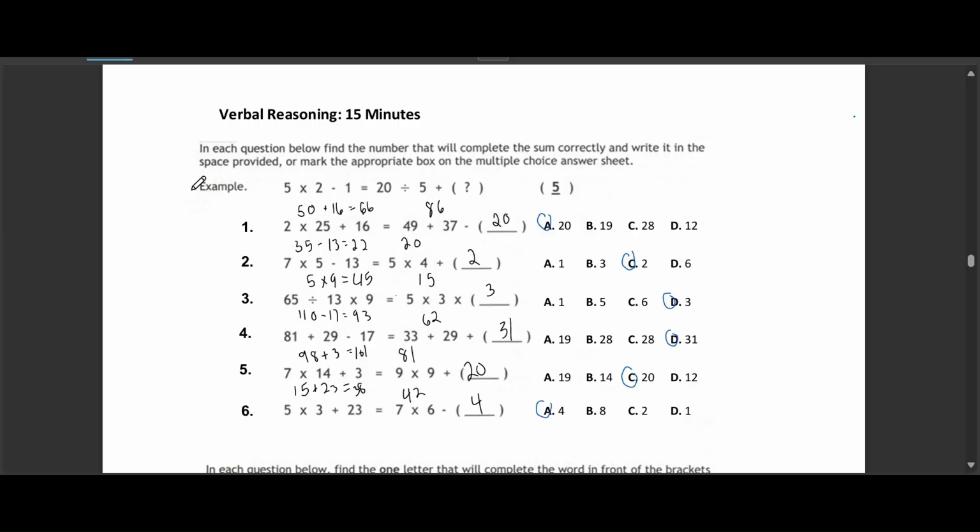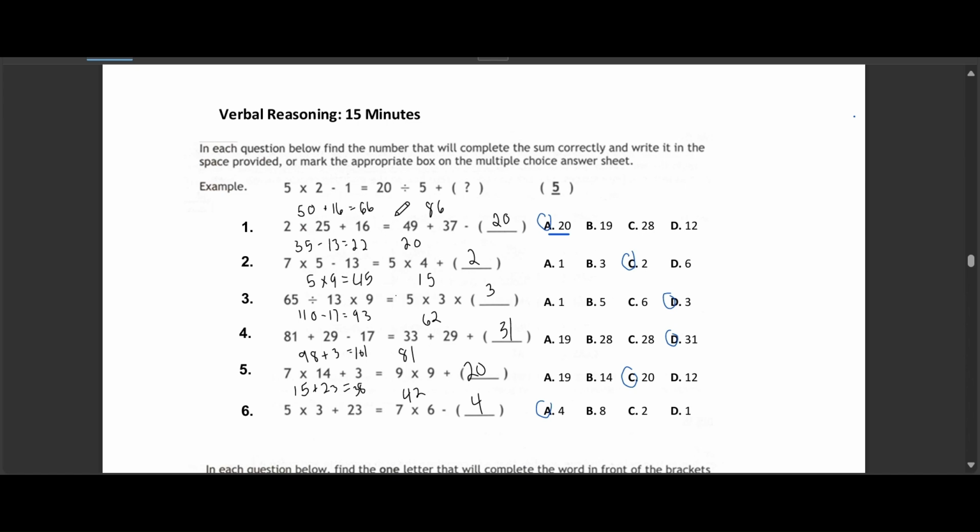Thank you. Okay, now we are moving on to the verbal reasoning section, NVR. Question 1. 2 times 25 plus 16 equals 49 plus 37 minus what number? A 20, B 19, C 28, D 12. The correct answer is option A. Let's break it down. 2 times 25 is 50. 50 plus 16 is 66.